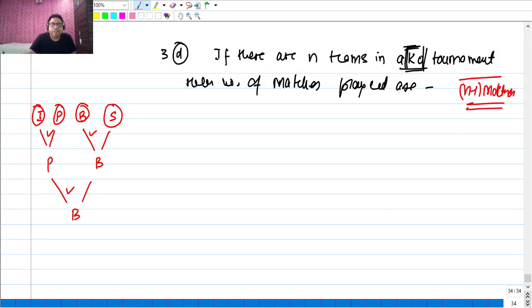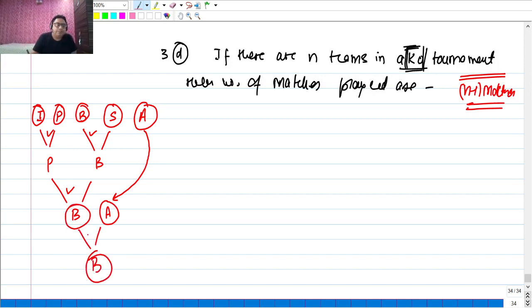N minus 1 matches. You may fight with me, sir, what about odd number of teams? You have to give bypass. Suppose Australia was also there, and Australia would play with the winner of the Asian team. So Australia again plays with Bangladesh, and Bangladesh wins again. So how many matches now? 5 teams, 4 matches.